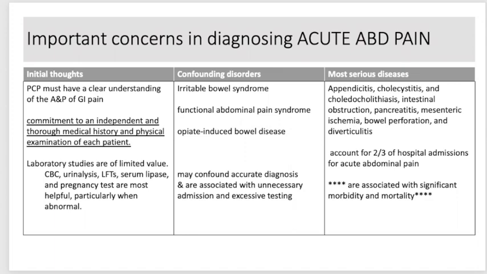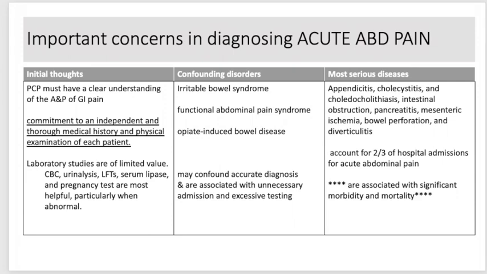There are often confounding disorders such as irritable bowel syndrome, functional abdominal pain syndrome, or opiate induced bowel disease. These all may add to issues when you are trying to diagnose, and sometimes will not allow for an accurate diagnosis, which ends up leading to unnecessary admission to the hospital and excessive testing. But again, high degree of suspicion, and you're always going to err on the side that the more serious disease is presenting. So, what are those more serious diseases?